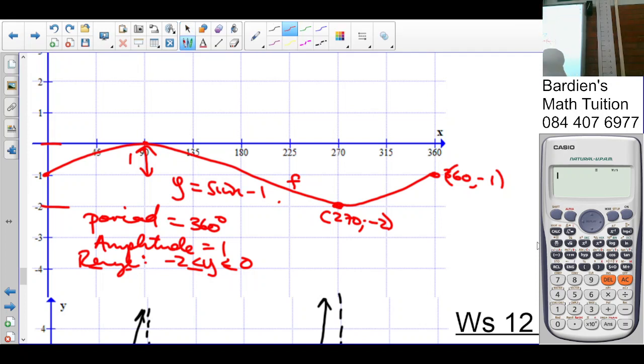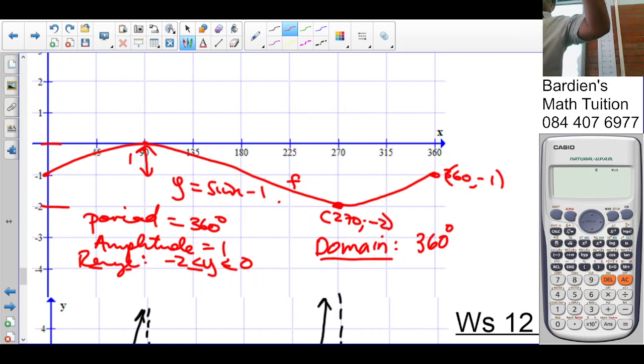So if we look at this graph, the graph was drawn from 0 to 360. So the domain here is 0 to 360 degrees. The domain and the period are different. The period is the time taken to complete one full cycle, while the domain of the graph is the coverage of the graph. Can you see that? The x values, all the possible x values of the graph.